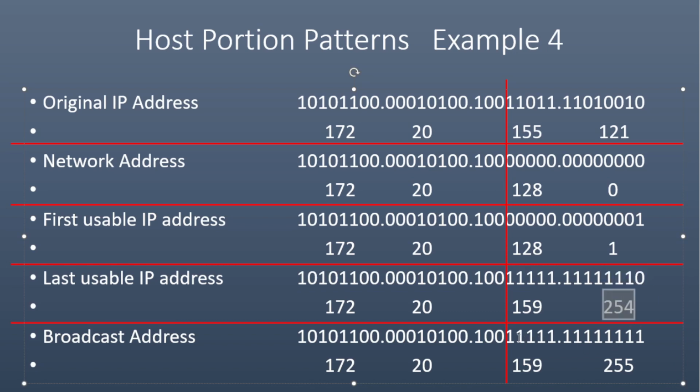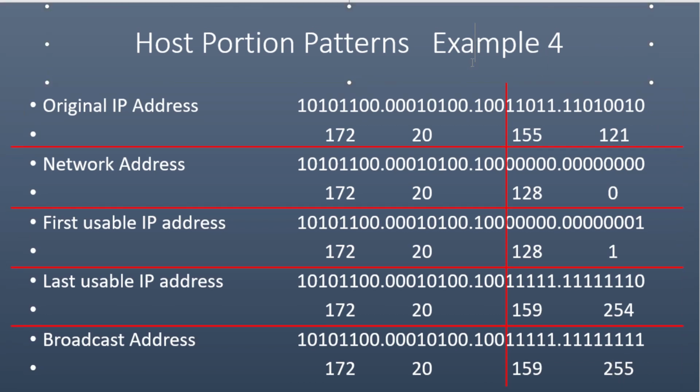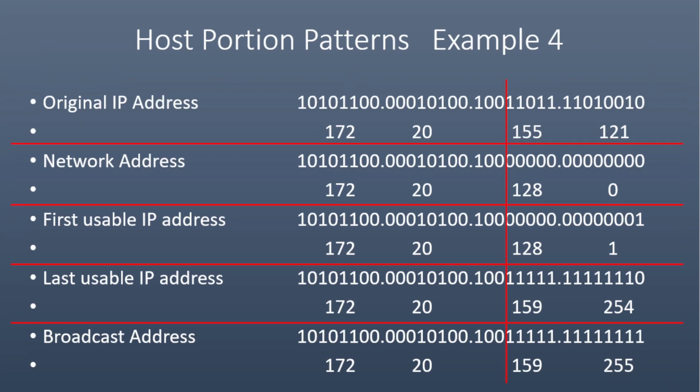And then finally the broadcast, setting the host portion to all ones. And again, converting back to decimal. Look at your whole third octet, convert that to decimal. And then look at your whole fourth octet, convert that back to decimal. All right? So that's where we're at with that.